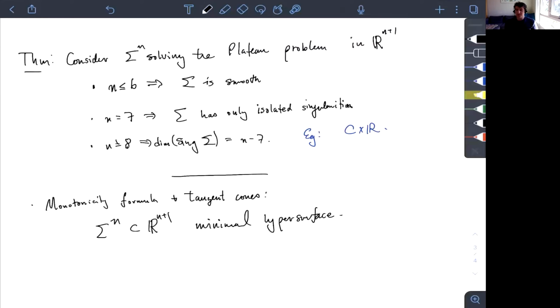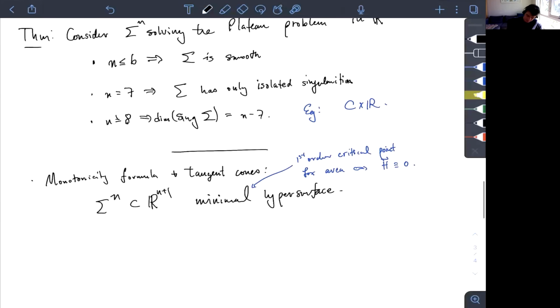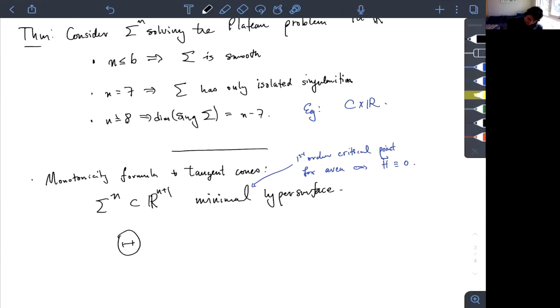Okay, so consider a minimal hypersurface in R^{n+1}, singular or not, doesn't really matter. Of course, when it's singular, you have to interpret what this means. And I'll just say that minimal means that it's a first order critical point for area. And equivalently, its mean curvature vector vanishes. So in particular, area minimizing surfaces are minimal hypersurfaces.